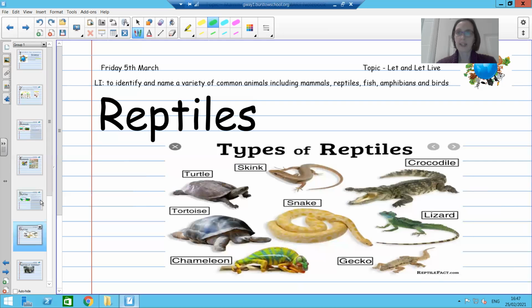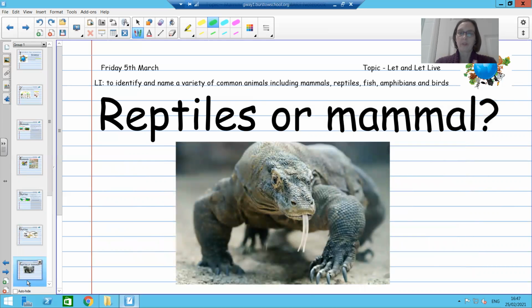Right, so let's play a little game now. I'm going to show you different pictures of animals. You're going to tell your grown-up, whoever's there with you, whether it's a mammal or a reptile. First one, what have I got? It's a Komodo dragon. What does it look like? What do you think? Do you think it gives birth to live young, or do you think it lays eggs? What does its skin look like? Is it scaly and cold, or has it got fur and hair? All right, well done. It's a reptile. Fantastic if you said that.